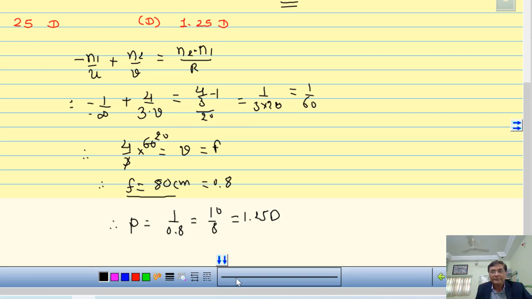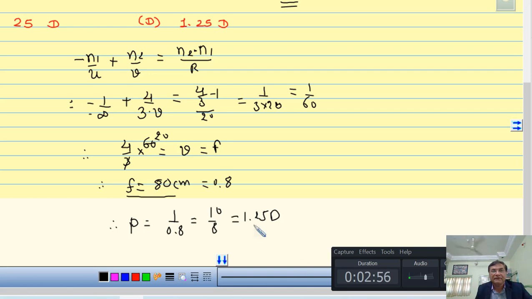Is that clear? So this is the problem for refraction at a curved surface. We have to take infinite because parallel rays are there.